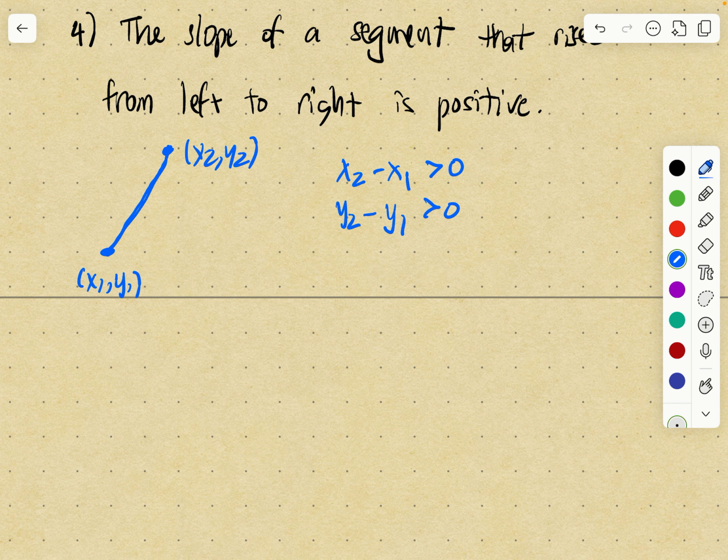So remember, the slope was y2 minus y1 divided by x2 minus x1. Well, you have a positive number, y2 minus y1 is positive, divided by a positive number, x2 minus x1 is also positive. Positive divided by positive is positive. Right? So it's greater than 0. So the slope is greater than 0.